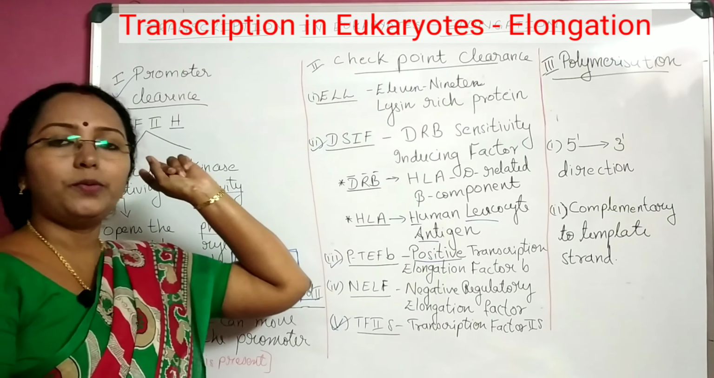Next, a very important molecule, DSIF, DRB sensitivity-inducing factor. What it does is it locks the RNA polymerase very tightly to the DNA template. Until this time it was with the promoter. Suddenly all the transcription factors which were there in the initiation have left. Now the RNA polymerase is very free. So what can it do? It will have the tendency to move away from the DNA template.